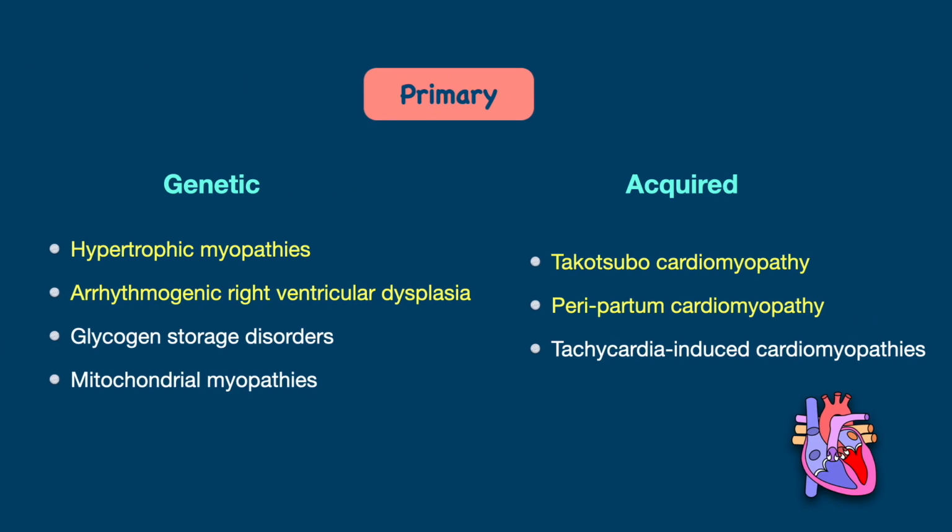For the primary type classification, the cardiac muscle diseases predominantly involve the myocardium, usually genetically linked, such as hypertrophic myopathies, arrhythmogenic right ventricular dysplasia, glycogen storage disorders, and mitochondrial myopathies. When we look at acquired causes, this includes inflammatory cardiomyopathies, peripartum cardiomyopathies, and tachycardia-induced cardiomyopathies.